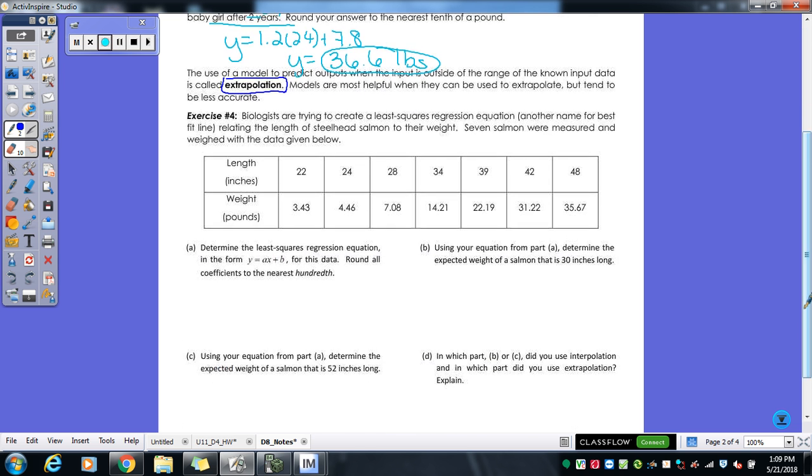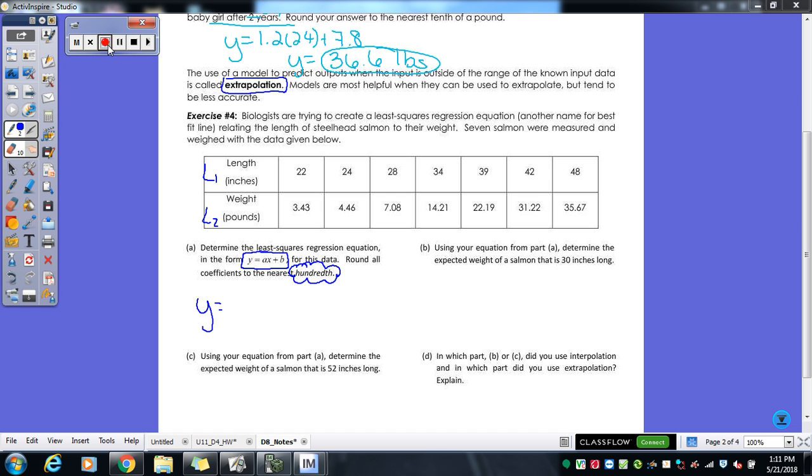All right, let's look at exercise number 4. Biologists are trying to create a least squares regression equation, which is a fancy name for the line of best fit, relating the length of a steelhead salmon to their weight. 7 salmon are measured and weighed with the data given below. So here's our 7. What I would like you to do is type this into L1, type that into L2, and come up with your equation for our linear regression.